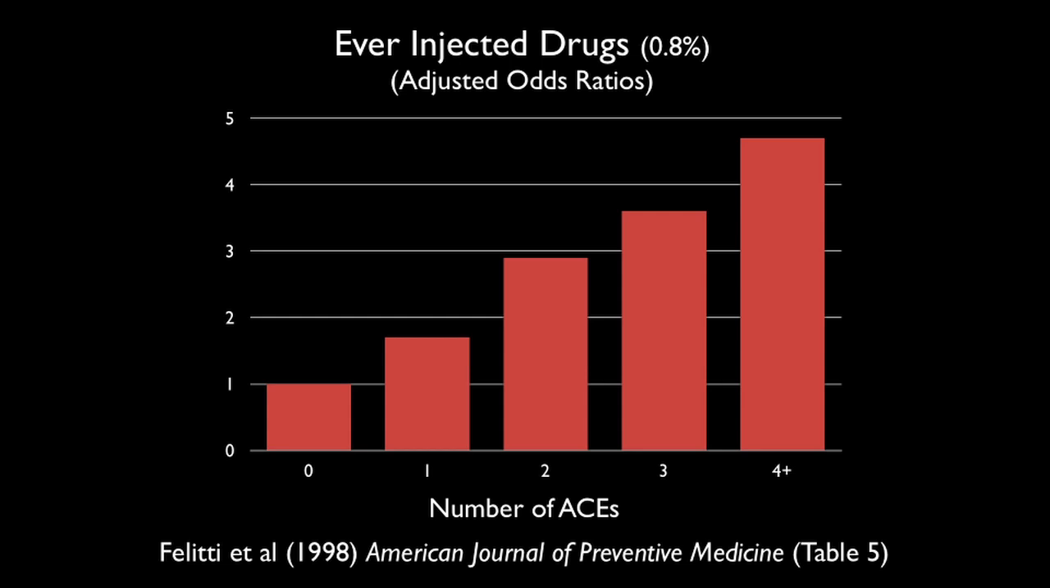If a person reported having injected drugs, it's a small percent of the sample, but we can see that the likelihood increased dramatically as the number of ACEs increased, to the point where a person was almost 5 times as likely to have injected drugs.